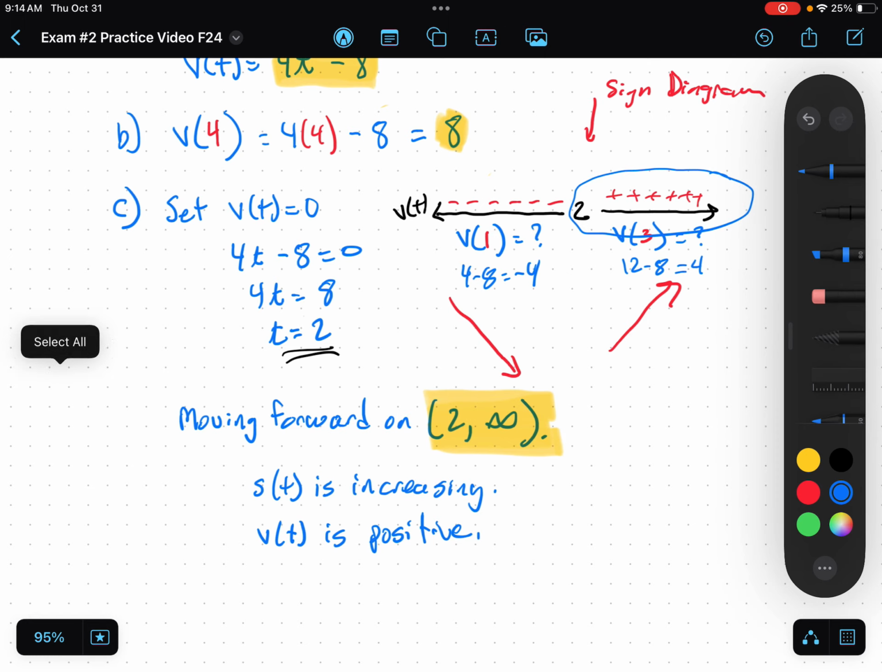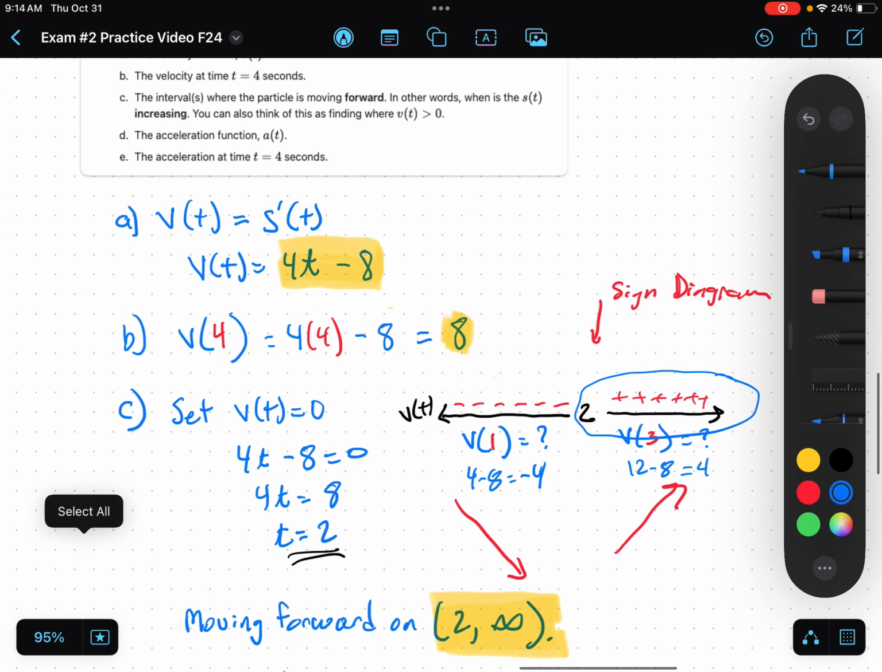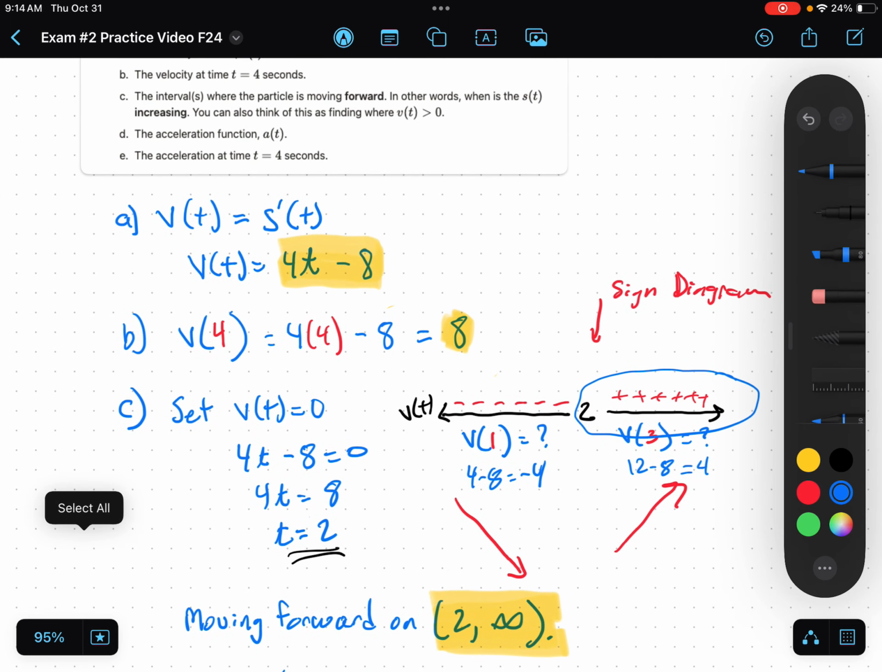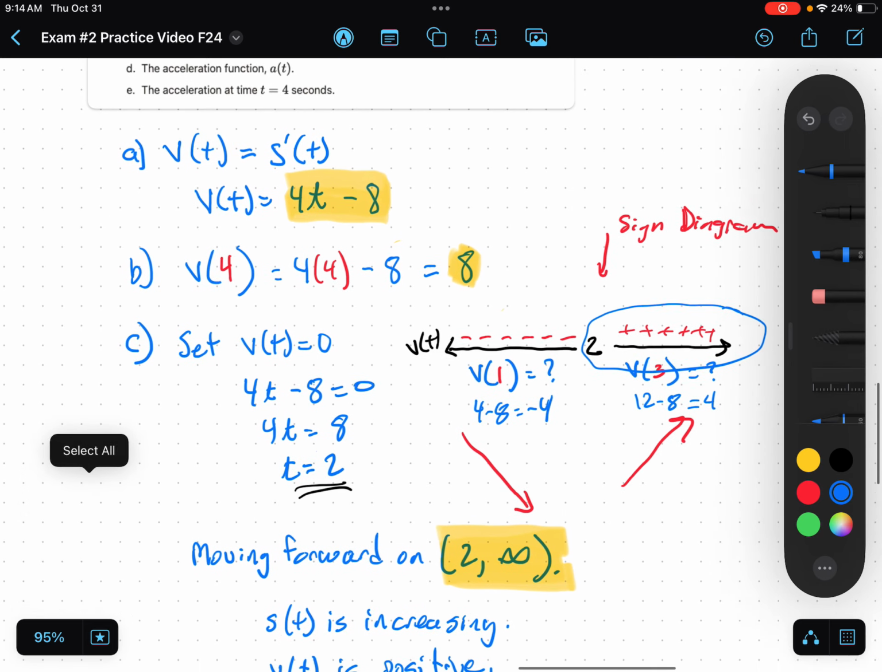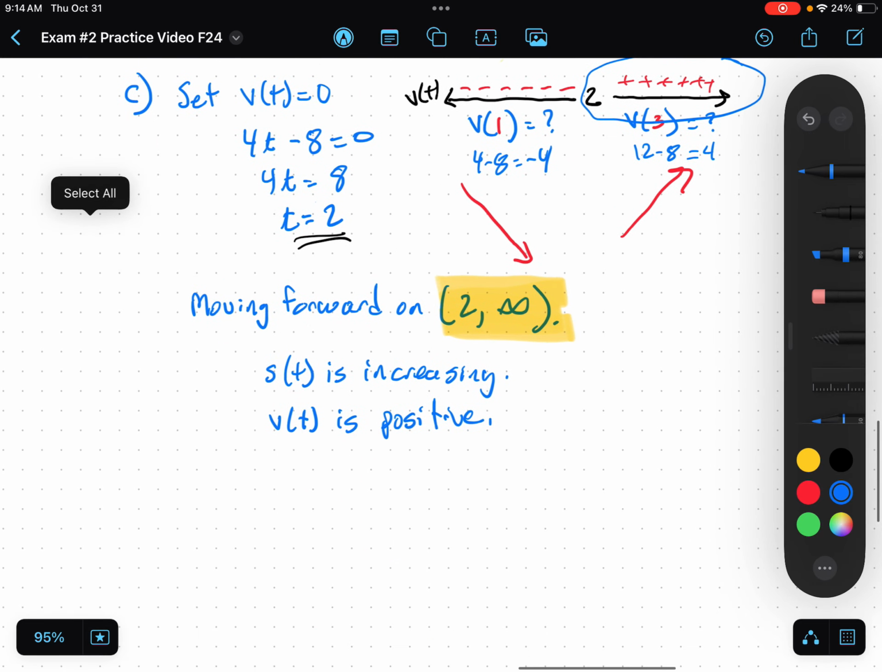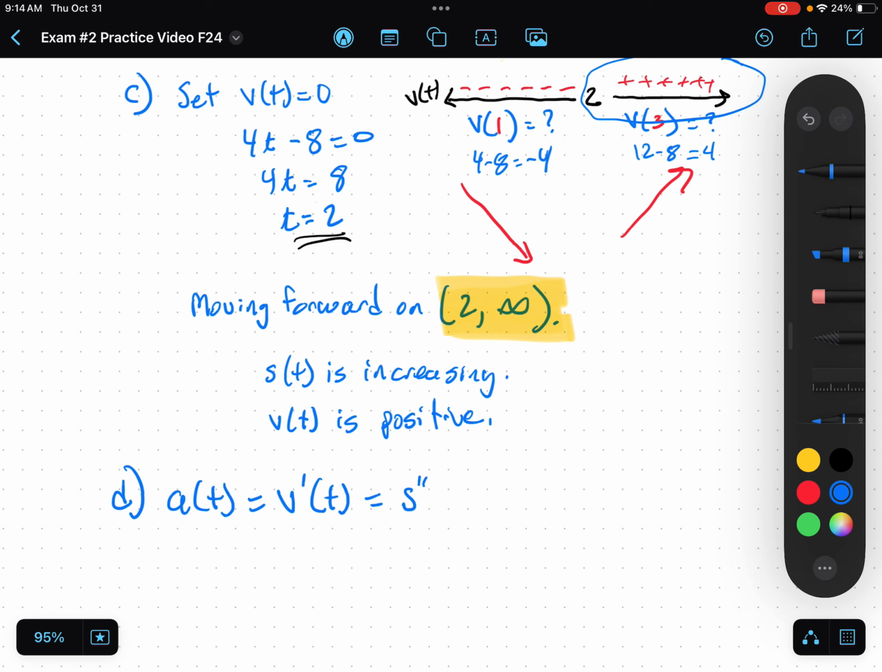Okay, enough physics talk. What are the last things we have to do in this question? I have to find the acceleration, and I have to find out what it is at t equals 4. Okay, so back to some standard calculus. For letter D here, the acceleration, a of t, is just the derivative of velocity, which is just the second derivative of the position. So we're just doing those higher order derivatives.